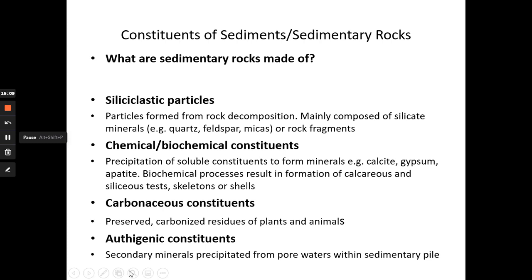Right? And then you also have a minor constituent, what we call autogenic constituent. These are secondary minerals. They also precipitate from water, right? But they precipitate from the pore waters within the sediment. So you already have a sediment being laid down, you have lots of pores, and you can get these minor minerals growing inside them. And these are what we call orthogenic constituents. And most of the time, these form a very minor part of your sediments and sedimentary rocks.